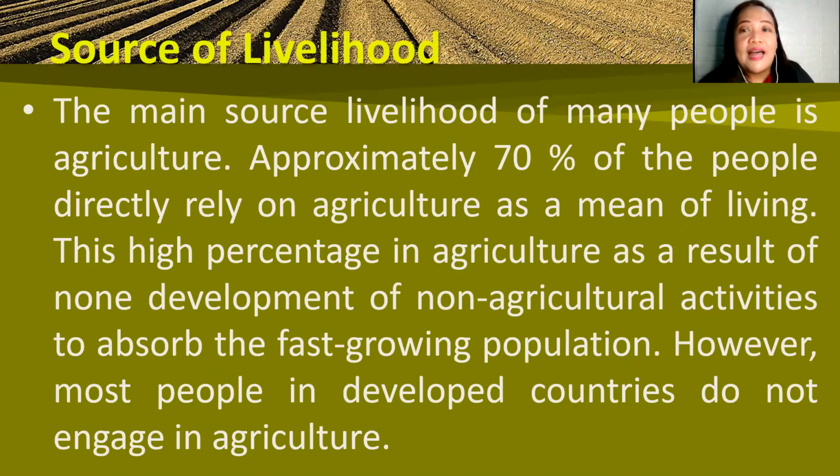Next, source of livelihood. Agriculture is the main source of livelihood of many people; approximately 70% of the people directly rely on agriculture as a means of living. This high percentage is a result of the non-development of non-agricultural activities to absorb the fast-growing population. However, most people in the developed countries do not engage in agriculture.